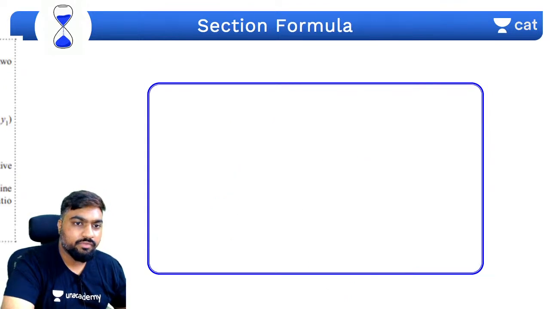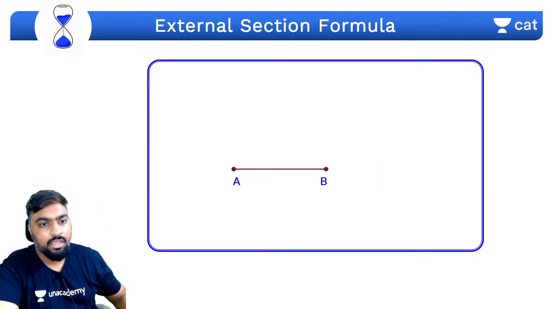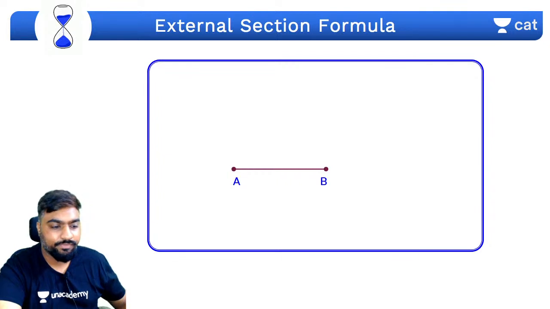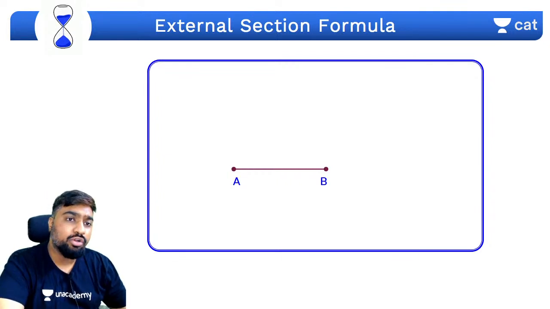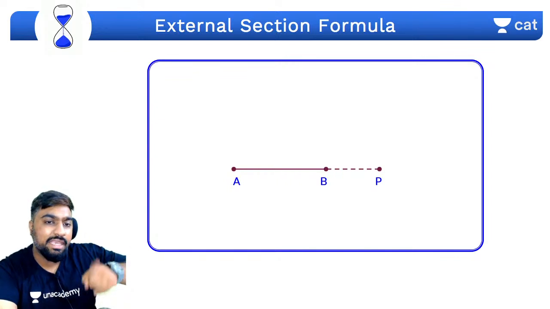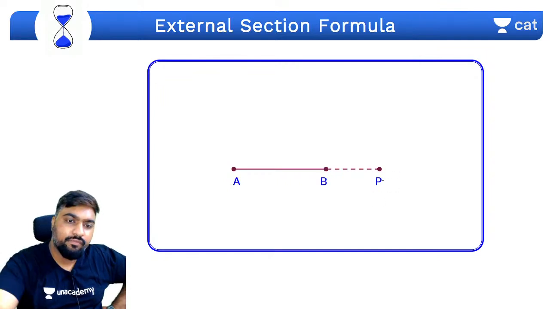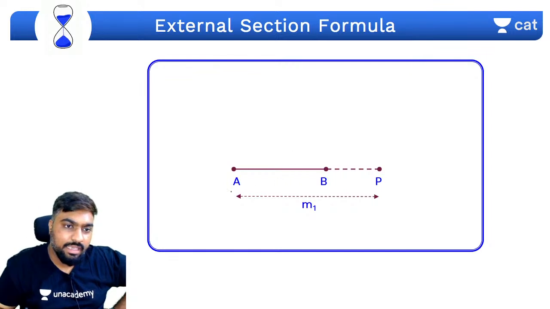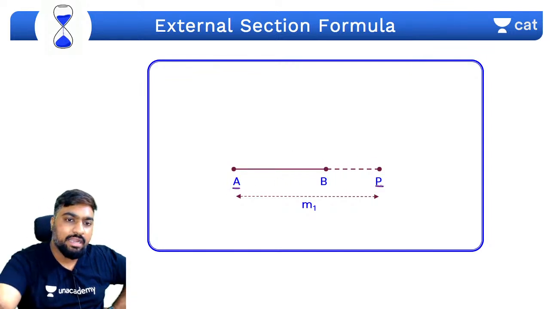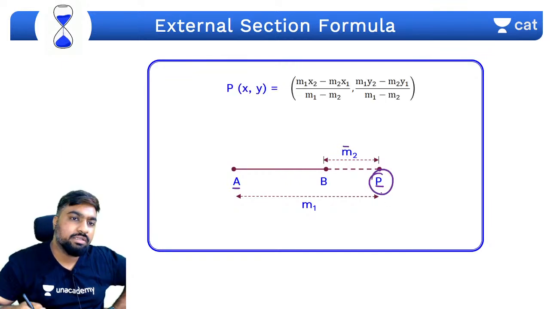Done? Okay, let's quickly talk about the external section formula. So if there is a line segment AB, and I want to introduce a point P which is nowhere on the line segment AB but is an extension of it, A, B और P collinear हैं. Please understand, A, B and P are collinear, one straight line. तो if I say AP is m1 and BP is m2, then the coordinates of the point P would be what?